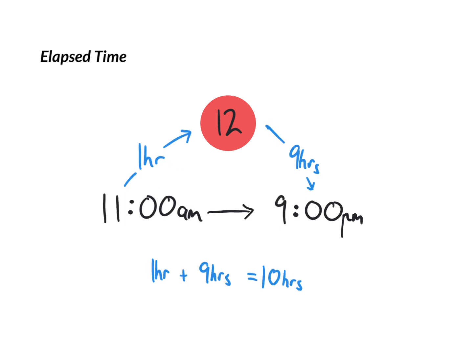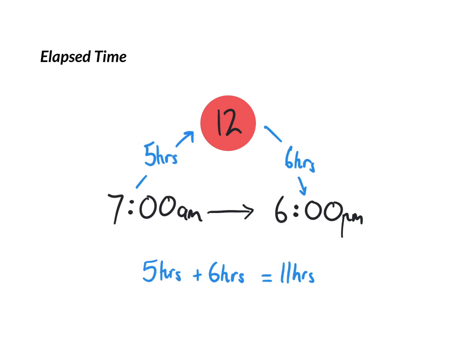Okay, now we want to find out the duration, or the elapsed time, between 11 a.m. and 9 p.m. Once again, I use my benchmark of 12 o'clock. Between 11 a.m. and 12 o'clock, it's 1 hour. From 12 till 9 is 9 hours. I know 1 hour plus 9 hours is 10 hours. So the time between 11 a.m. and 9 p.m. is 10 hours.